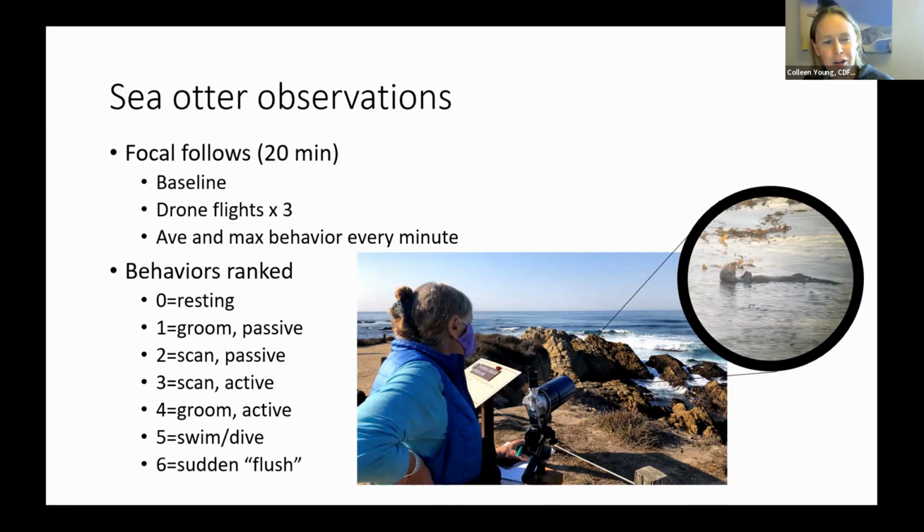I've got our behavior codes listed here, and they're ranked from the least alert and disturbed to the most alert and disturbed.